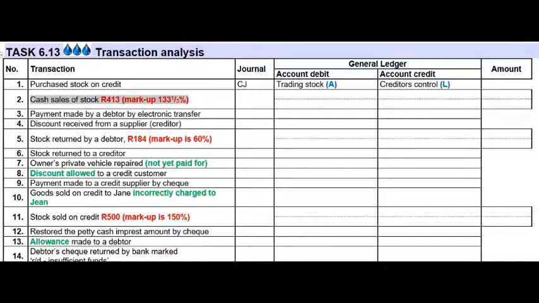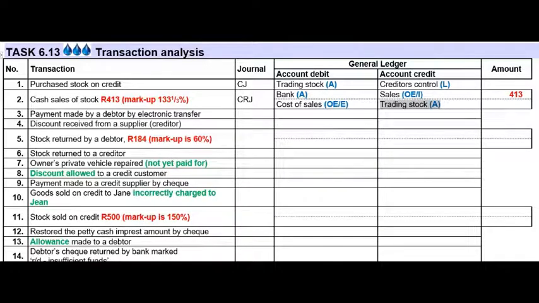Then the next transaction, also very straightforward, is we had cash sales of stock. And then they gave you the selling price of 413 Rand with a markup of 133.33%. Okay, so you know that this is a normal CRJ transaction because it's cash sales. It would affect 4 accounts because every single sale that we have affects 4 accounts. The first set of accounts will be affected by the selling price, which would be bank because it's a cash sale, so our bank increases. Sales, which is an owner's equity income account, also increases on the credit side, and the selling price was 413 Rand. And then the cost price must be recorded in cost of sales on the debit side and in trading inventory on the credit side.